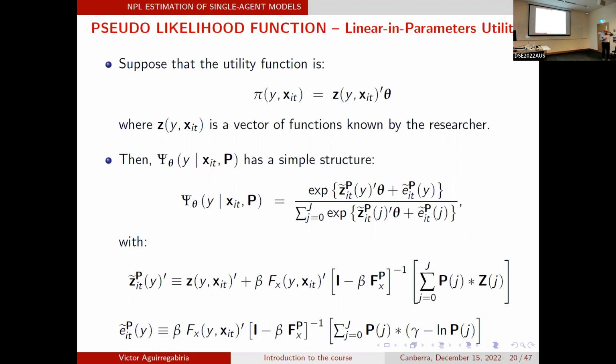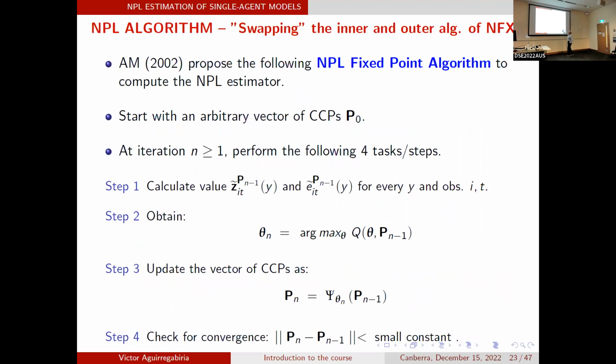And it is the computationally more intensive step, especially because it is the solution of a high-dimensional system of linear equations. Then, given Z tilde and E tilde, we maximize the likelihood function, the conditional logit maximum likelihood, with respect to theta. Step 2 is to obtain theta at iteration n that maximizes this pseudo likelihood function.